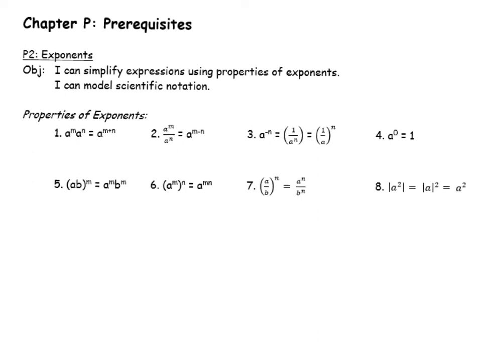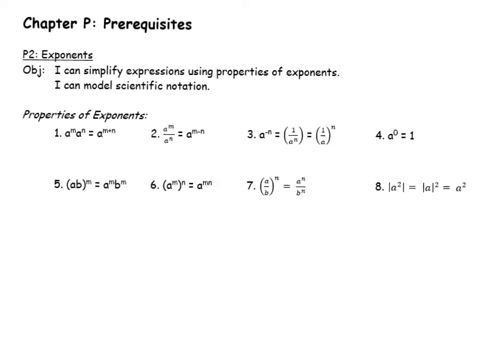The first chapter we're starting with in functions is chapter P, Prerequisites. In this chapter, we'll touch on some of the concepts that were on your review worksheet on the first day of class. We're going to start with P2, exponents. In this lesson, we'll look at simplifying expressions using properties of exponents and model scientific notation.